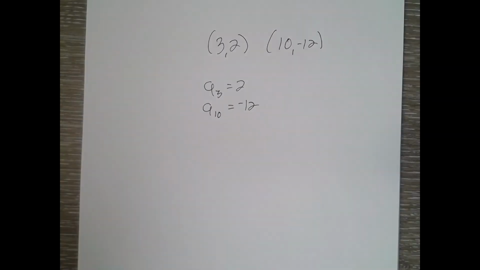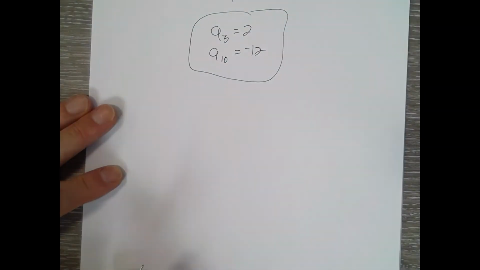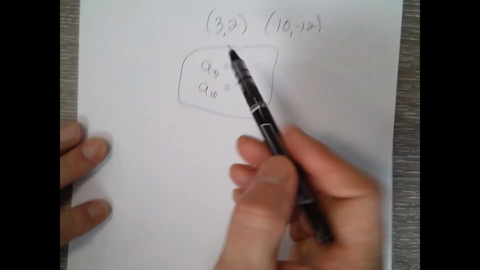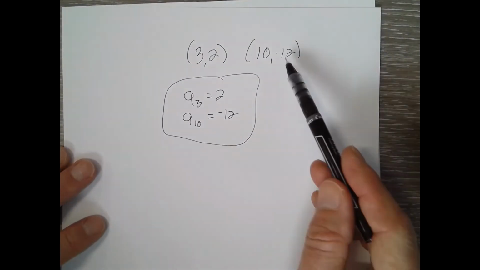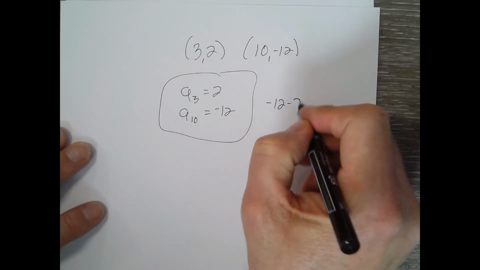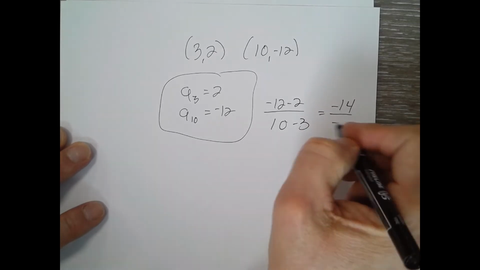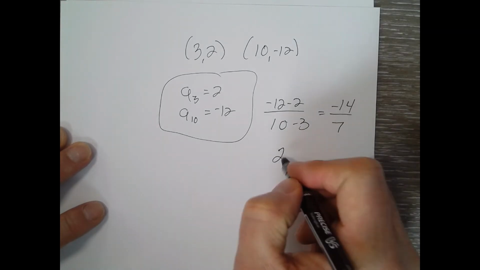All right, looks like most pencils have stopped moving. So again, this is what you're going to be given. Two terms. You can turn them into ordered pairs, (3, 2) and (10, negative 12). So now we can find the slope. Negative 12 minus 2 over 10 minus 3 gives me negative 14 over 7. So our slope is negative 2.